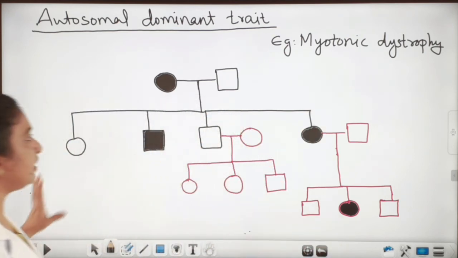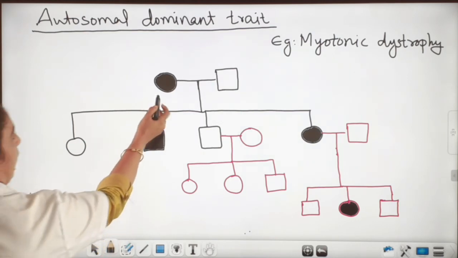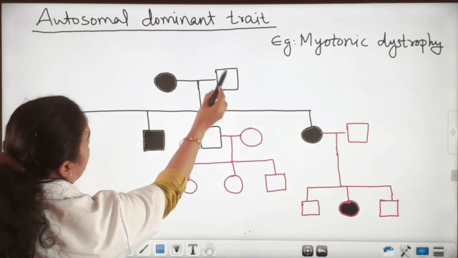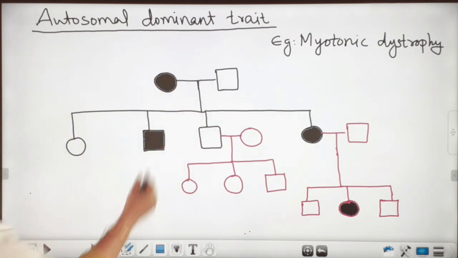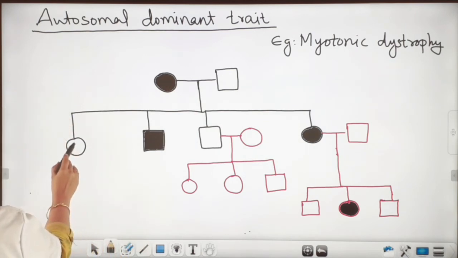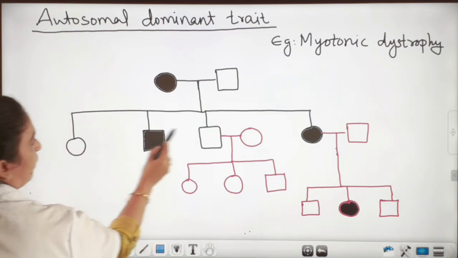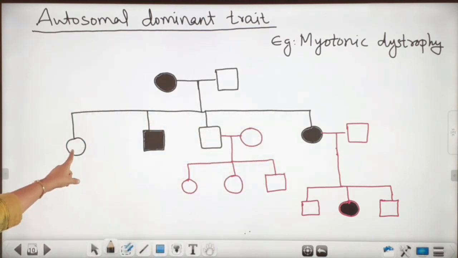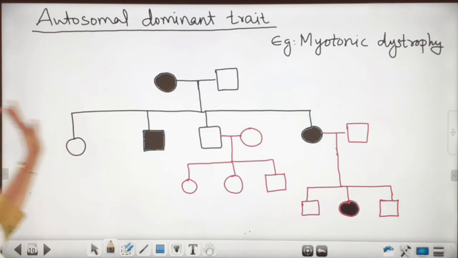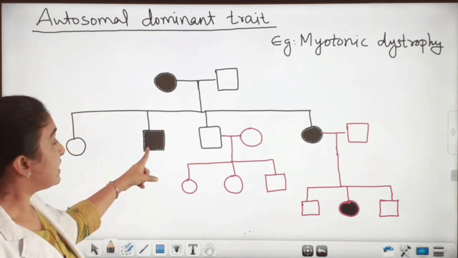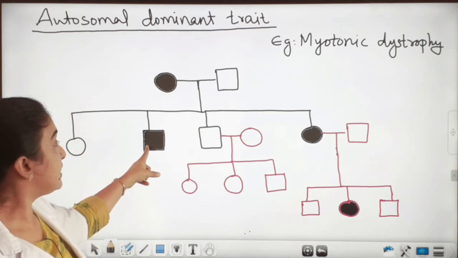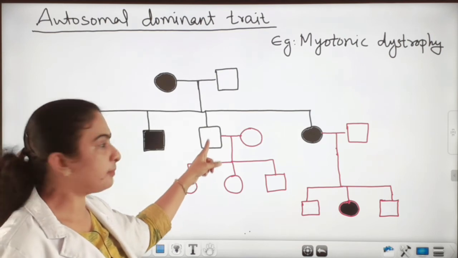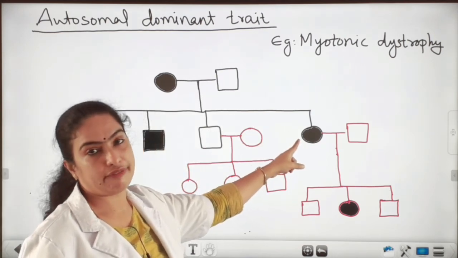Here in this pedigree, you can see an affected female parent, then a normal male parent. And they are having 4 children. These are the children. 1 girl, 1 boy, 2 boys, then 1 girl. These are the 4 children. And here the daughter is free from the disease, but 1 son, this son is affected. So he has myotonic dystrophy, and this other son is free from the disease, and this daughter is also affected.